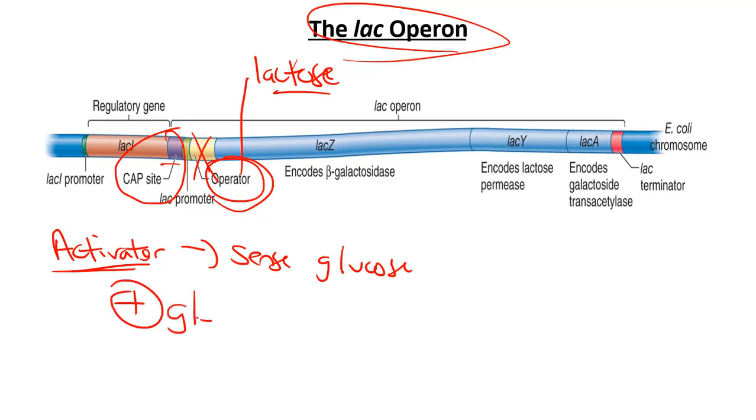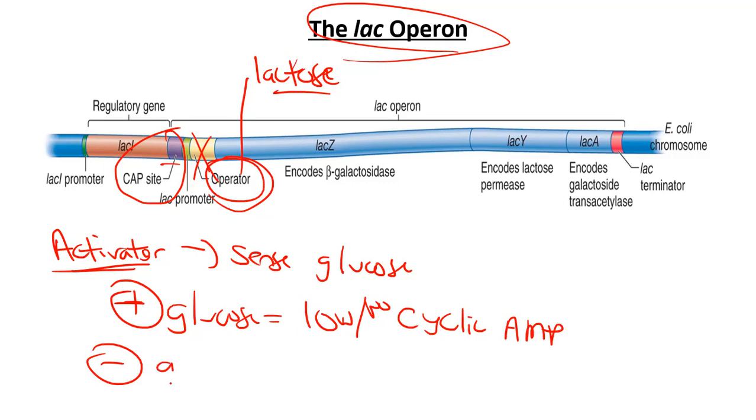If there's glucose in the environment, then there's going to be low levels of this molecule called cyclic AMP. So in the presence of glucose, we have either low or basically no cyclic AMP produced. However, if the cell runs out of glucose, there's no glucose in the environment, then there's going to be a lot of this molecule called cyclic AMP.